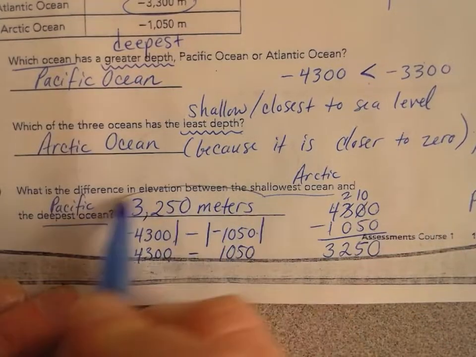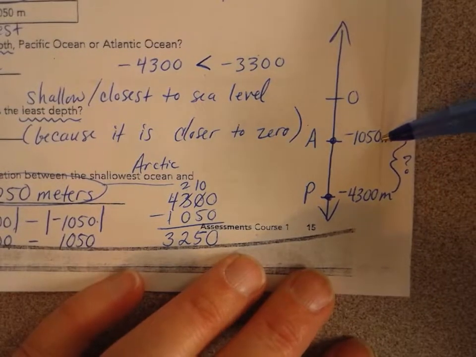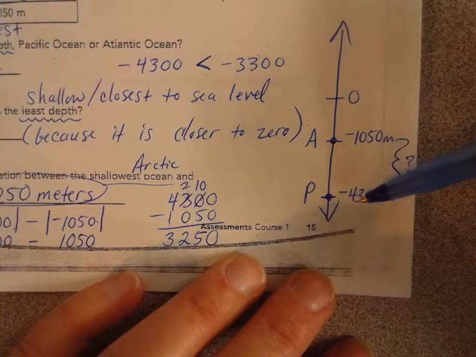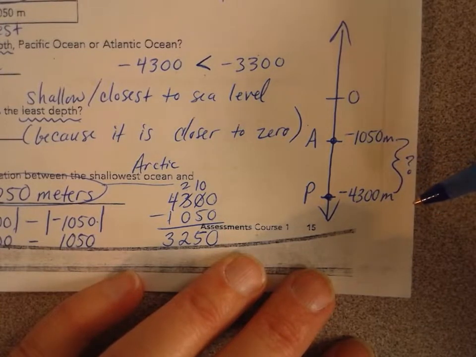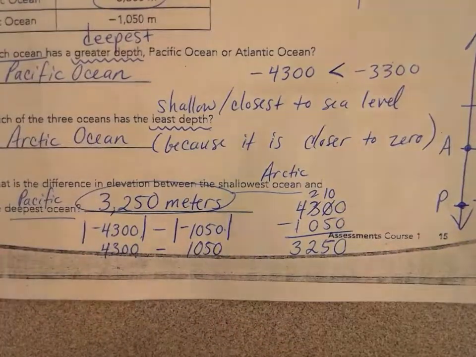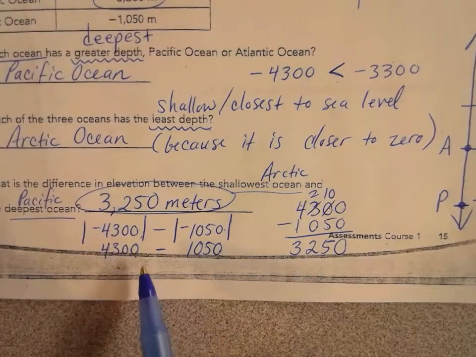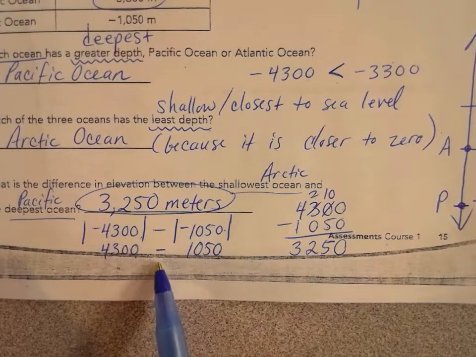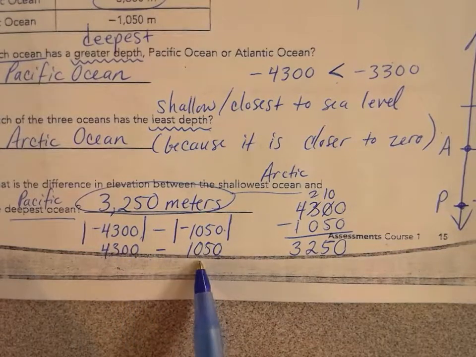That makes sense to me. If I was at about 1,000 meters underwater or below sea level, and I moved another 3,000 meters or so, I would definitely be near that 4,000 negative mark, right? That negative 4,300 meters sounds reasonable to me. Notice that because these happened on the same side of the number line, we use subtraction after we find the absolute value of both.